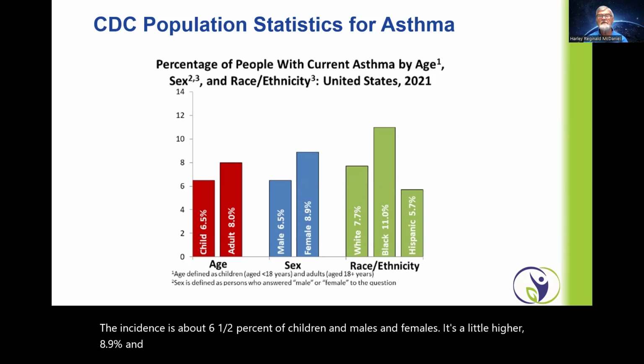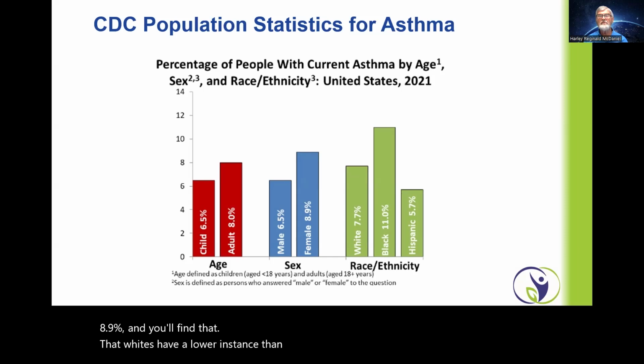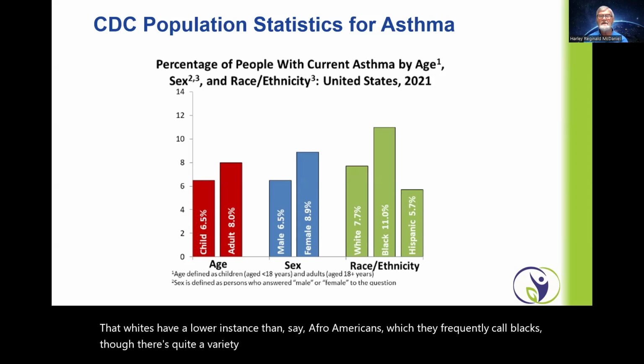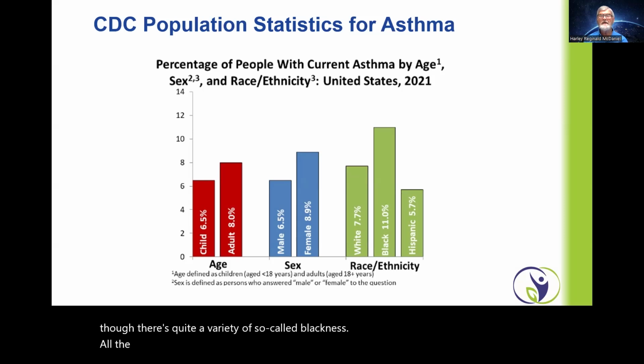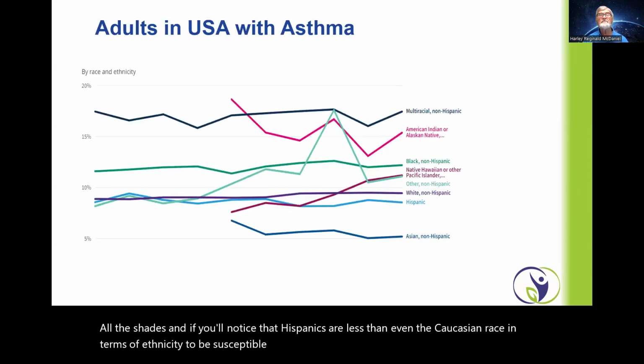And you'll find that whites have a lower incidence than, say, Afro-Americans, who are frequently called blacks, though there's quite a variety of so-called blackness, all the shades. And you'll notice that Hispanics are even less than the Caucasian race in terms of ethnicity to be susceptible to asthma.